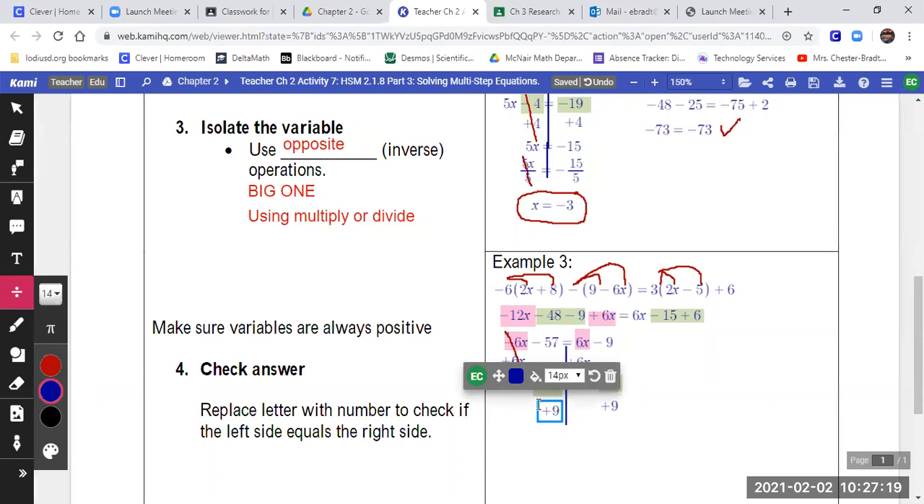Okay, so now the left side says -57 and +9. Not the same sign. So what are we supposed to do? When they're not the same sign, what are we supposed to do?